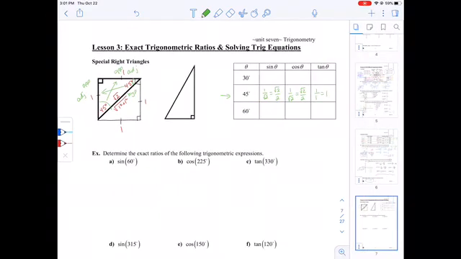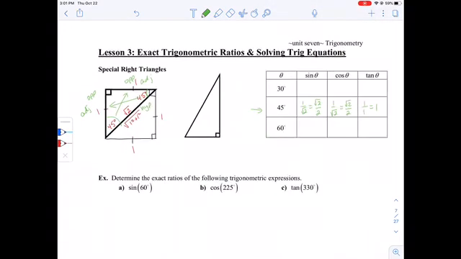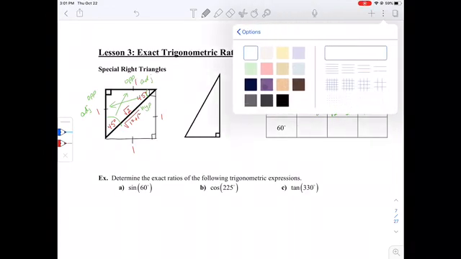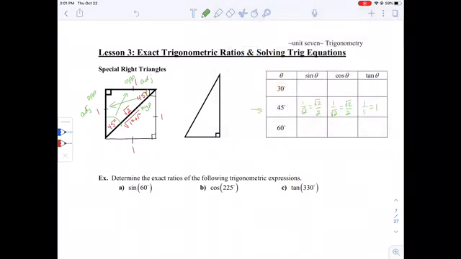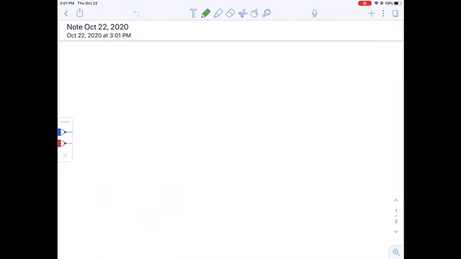So I'm just going to pop into a new note here. Whoops. I want to add a note. If I can do that. Hold on here. Oh, I've got to go out of here. What's going on? Sorry. I'm going to add a note.